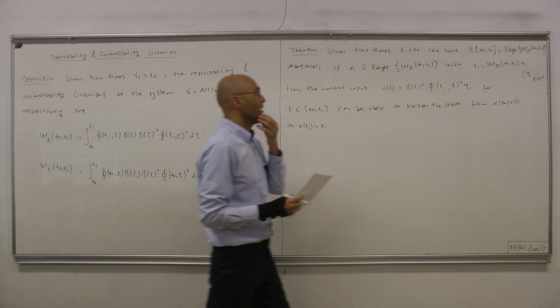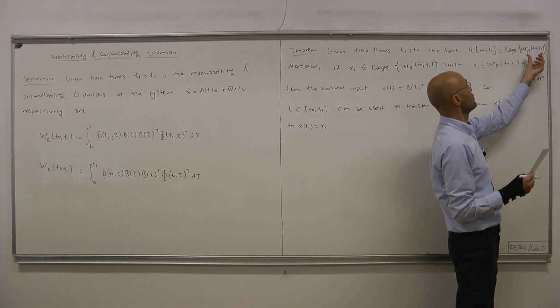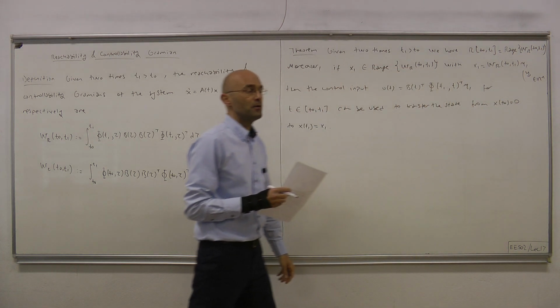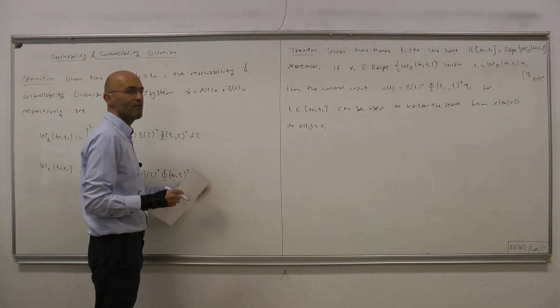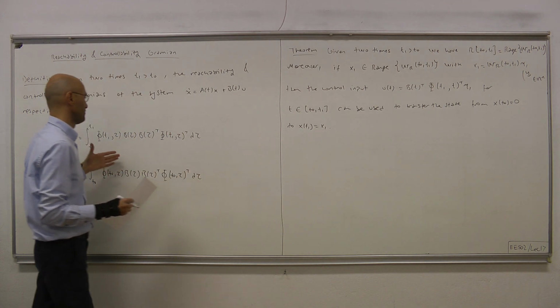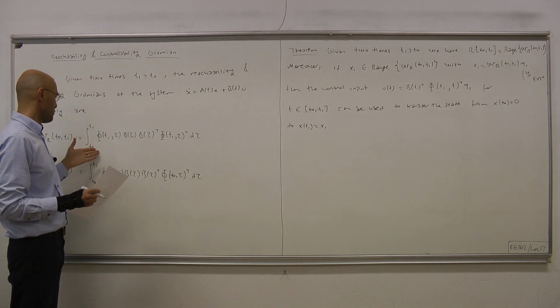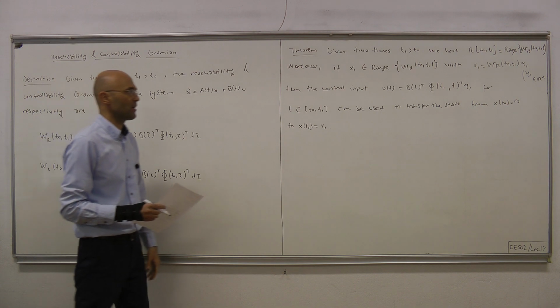So that means if you have computed the reachability Gramian, note that it's a constant matrix. Once you compute that integration, it's a constant matrix.